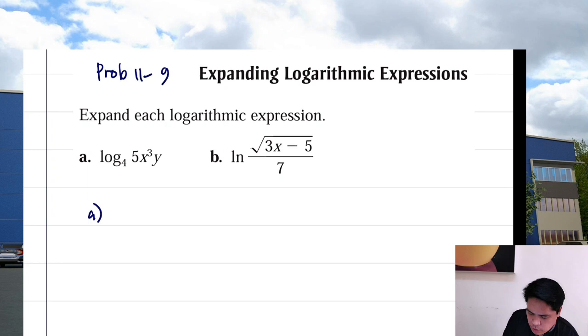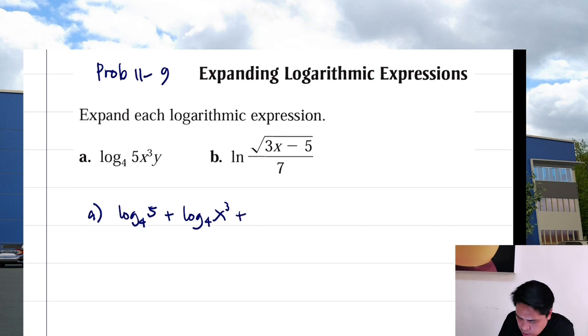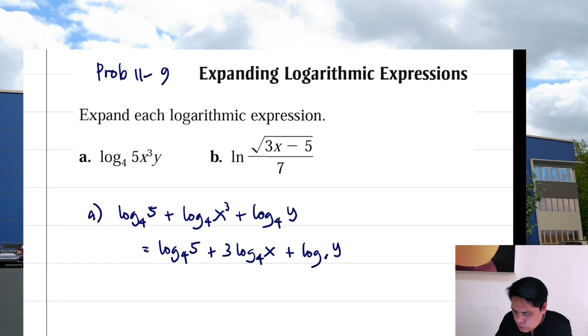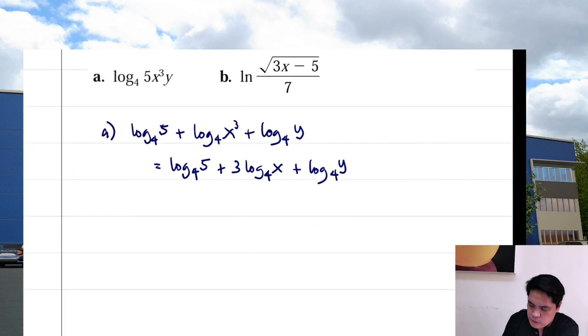So that would become the logarithm of 5 to the base 4 plus the logarithm of x cubed to the base 4 plus the logarithm of y to the base 4, because all are multiplied. Okay, then that would be equal to the logarithm of 5 to the base 4. Then this, pwede nating ilipat dyan, plus 3 logarithm of x to the base 4 plus the logarithm of y to the base 4. Then that's our answer. Ganun siya kadali. Very easy. So that is the expanded form.